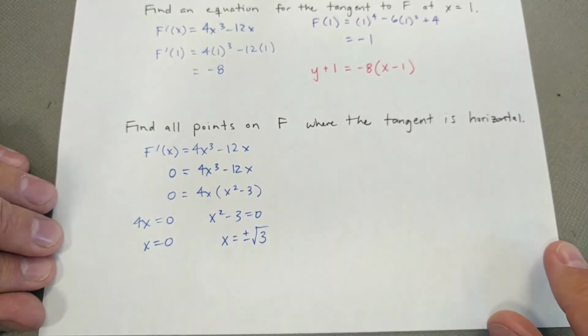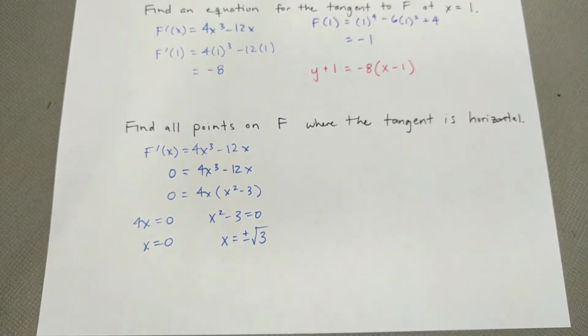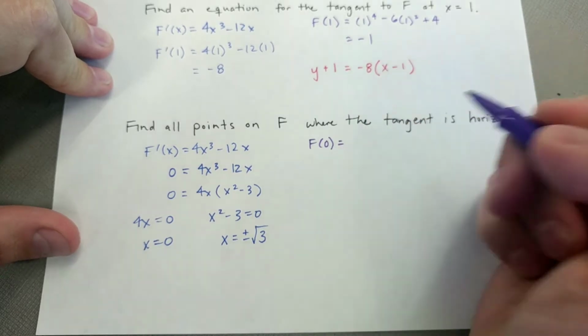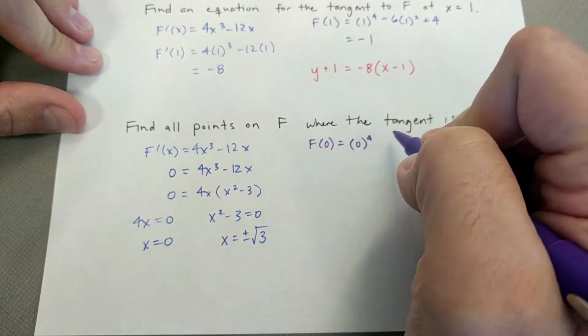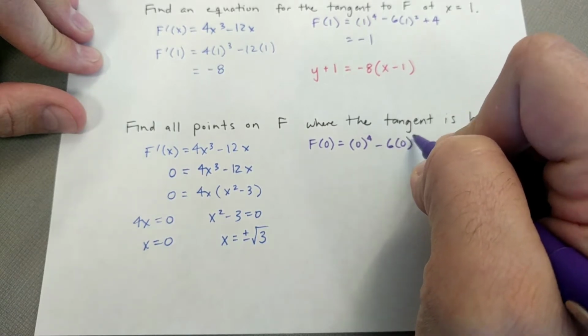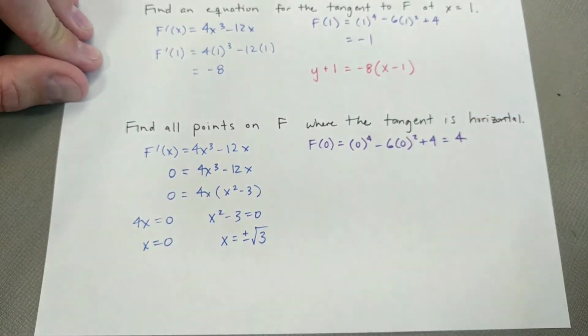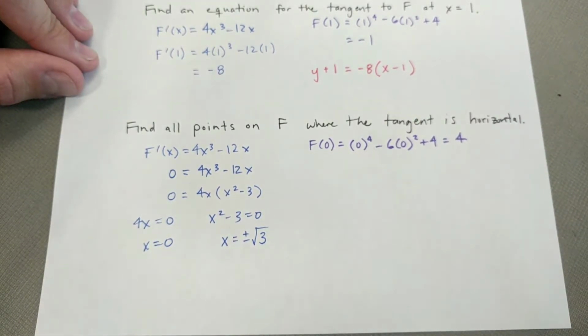Cool. All right, so now we need to find the points. So these are the x values. It wants us to find all the points, so we have to plug in. Okay, so let's do it. We're going to find, first off, f of 0. So that's going to be 0 to the 4th minus 6 times 0 squared plus 4, so 4 is our value. Okay, so the point (0, 4) is one place.